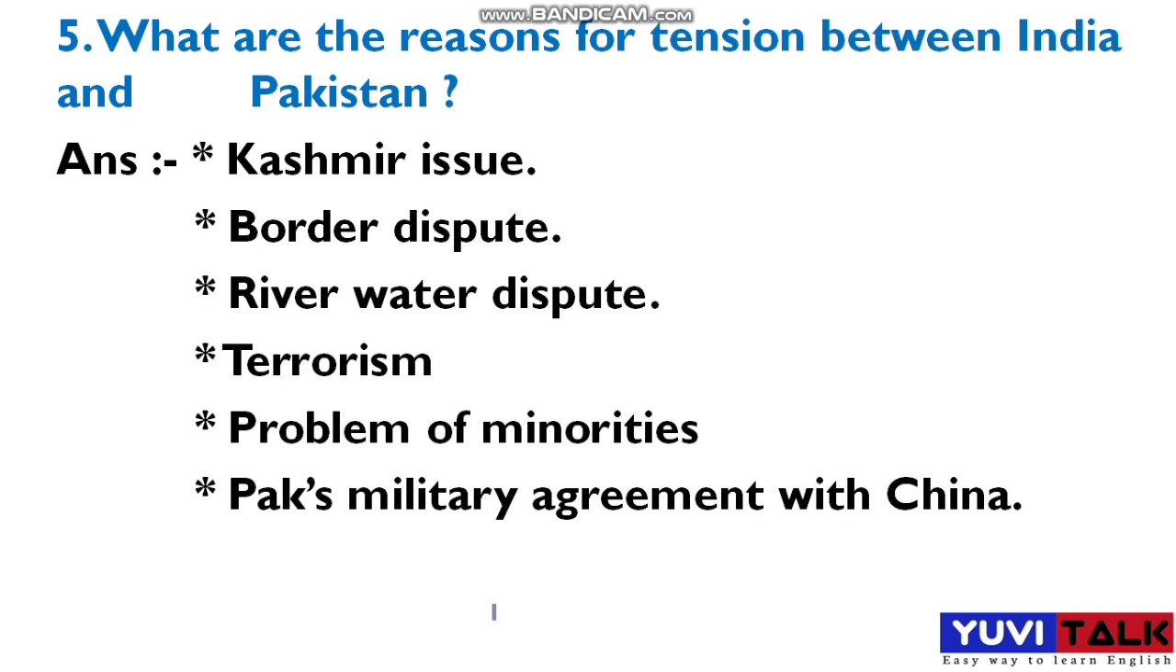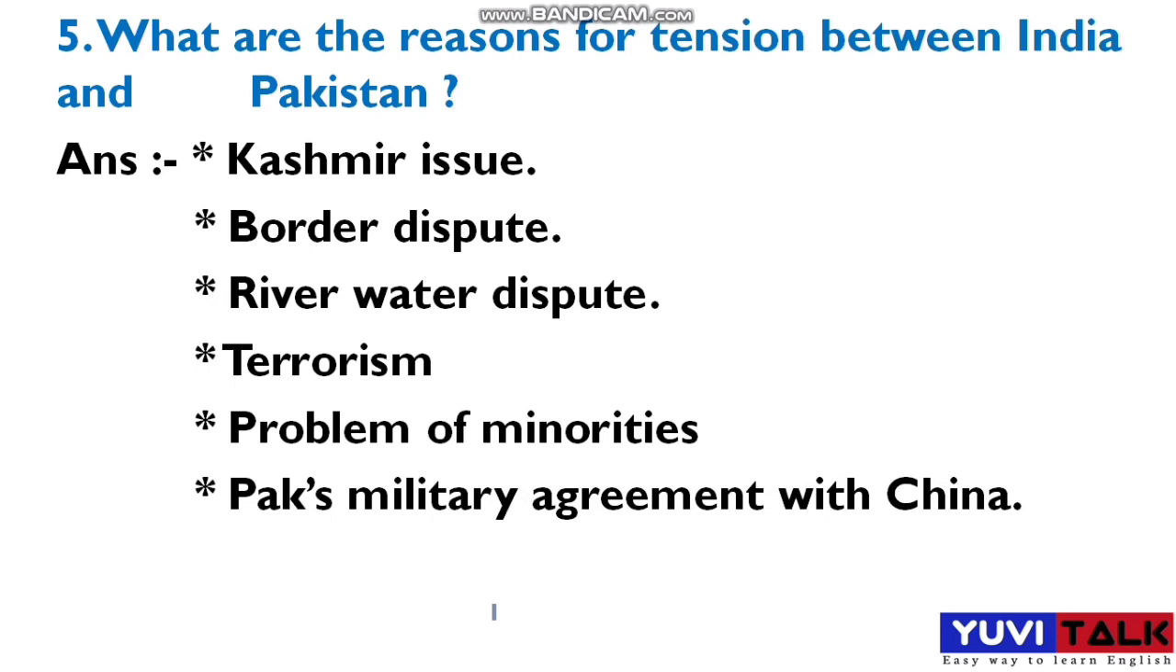Second is border dispute. We have a border problem near Kashmir. Today also you hear about the LOC, it is a border issue. And third point is river water dispute between India and Pakistan. Terrorism is the major cause for whatever conflicts happened between India and Pakistan. Whatever problems are there today are because of terrorism. So terrorism is the main cause for the tension between India and Pakistan.